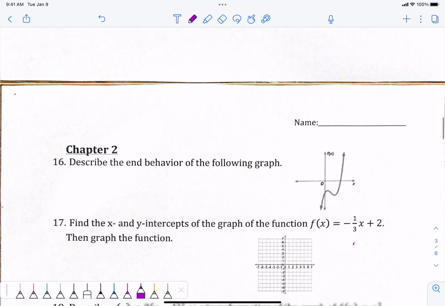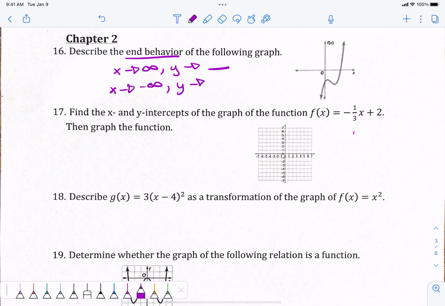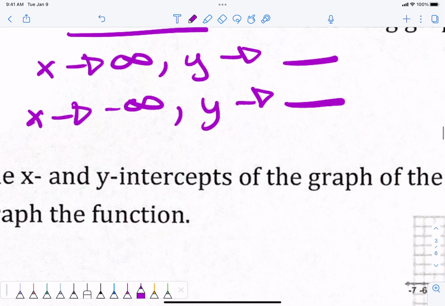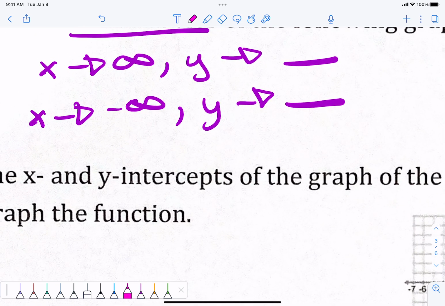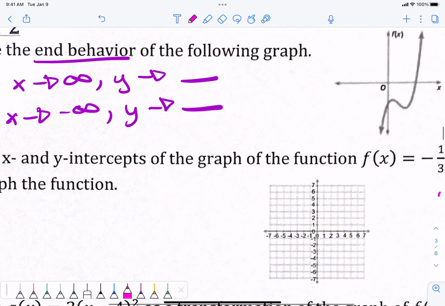I gotta sharpen my pen. Number 16. Describe the end behavior. End behavior is as x goes toward infinity, the y is doing something. Keep it going. As x goes toward negative infinity, the y is doing something. Okay, this is my end behavior, and I'm looking at that graph to do it. Oh my gosh, I cannot draw an infinity symbol to save my life.